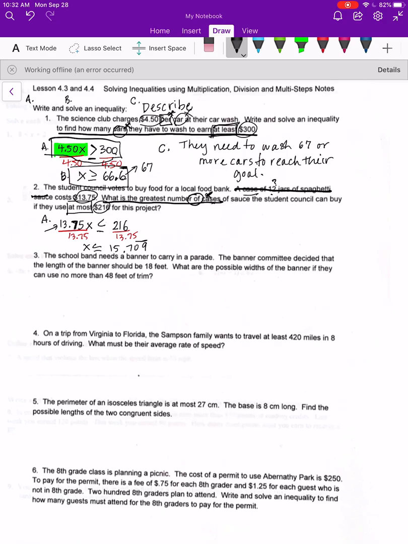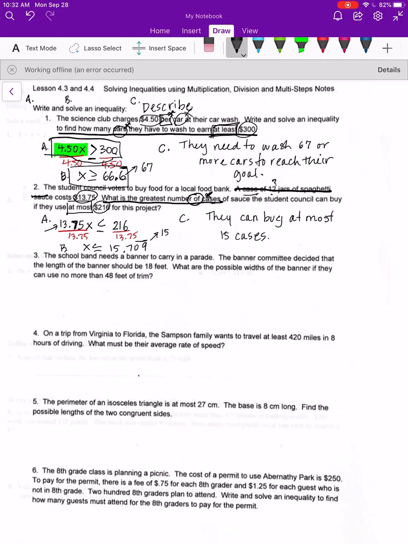So can they buy 15 cases or 16 cases? If I round this up to 16, would they have enough money? No. They only want to spend 216. If I go up to 16, this is where it exactly equals 216. So if I go up to 16, that would be too much. So they're going to stay at 15. So this would be B. And then C would be, they can buy at most 15 cases.